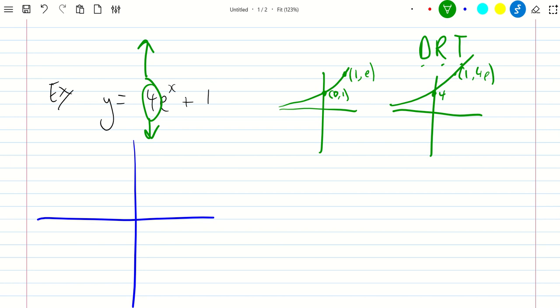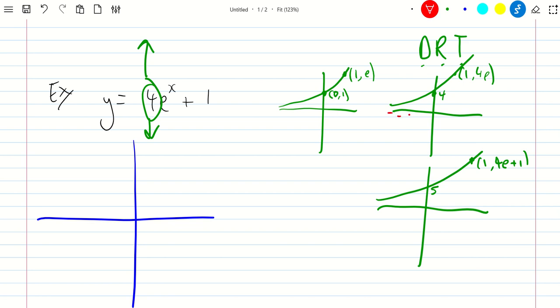And then the translation is moving everything up by 1. So instead of going through 4, it'll now go through 5. And instead of going through the point (1, 4e), it's going to go through the point (1, 4e plus 1). And that's what my final graph will look like. Also, I didn't draw it in there, I should have, but we also have this asymptote here, y equals 0. If that asymptote moves up, it's going to end up at y equals 1.